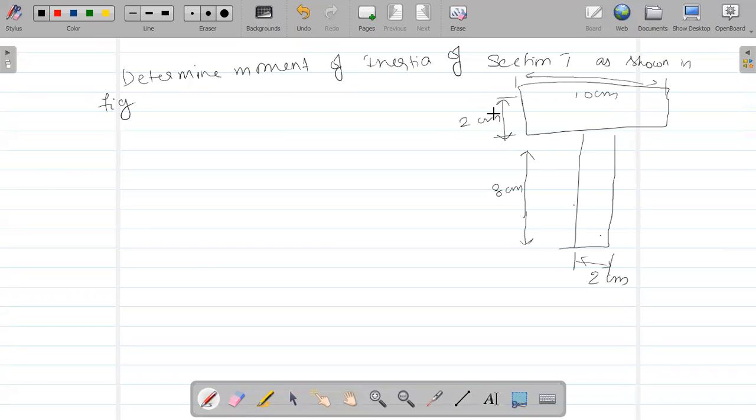The length of this is given as 2 meters. This is given as 10 centimeters. So this is given as 10 centimeters. This is given as 2 centimeters. This is given as 1 centimeter.